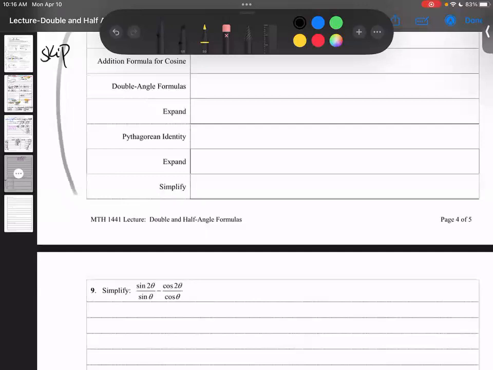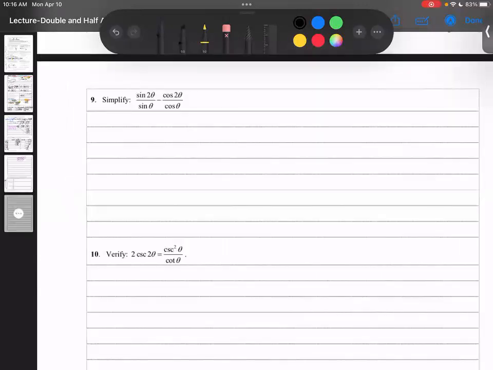All right, number 9. Simplify. Again, simplify means we're not solving, right? We're just trying to reduce it as much as we can. The first thing I see, sure, yeah, common denominator. But there is something better than that. It's not wrong. It just makes it a little bit hairier than it should be.